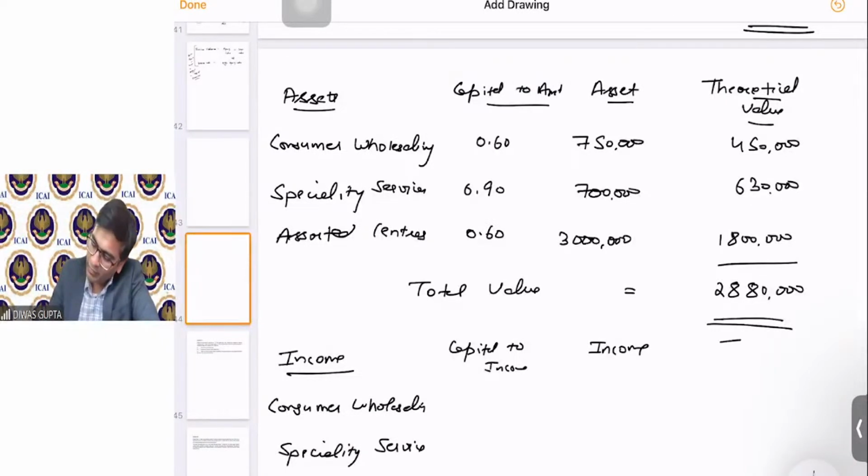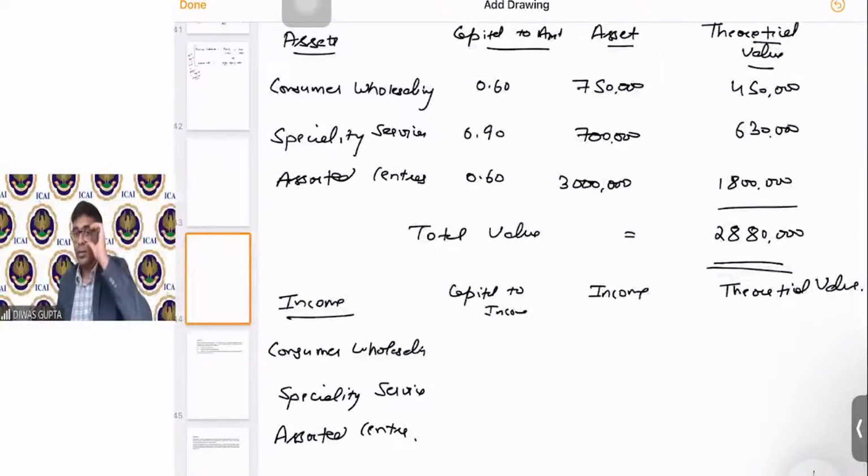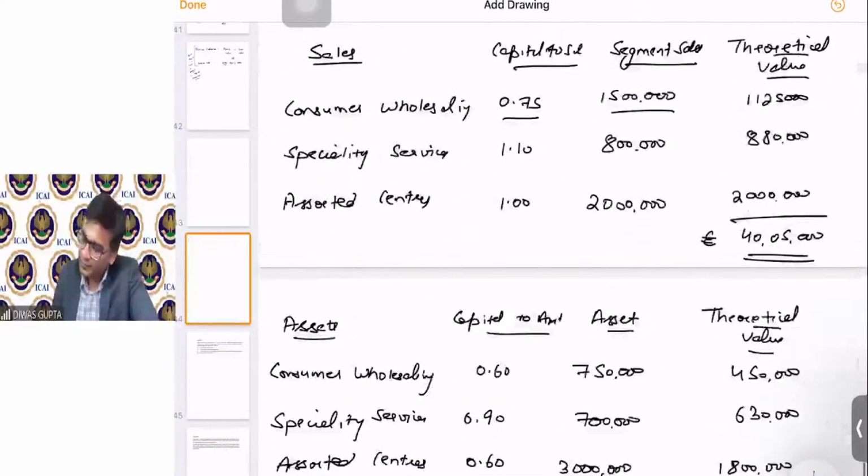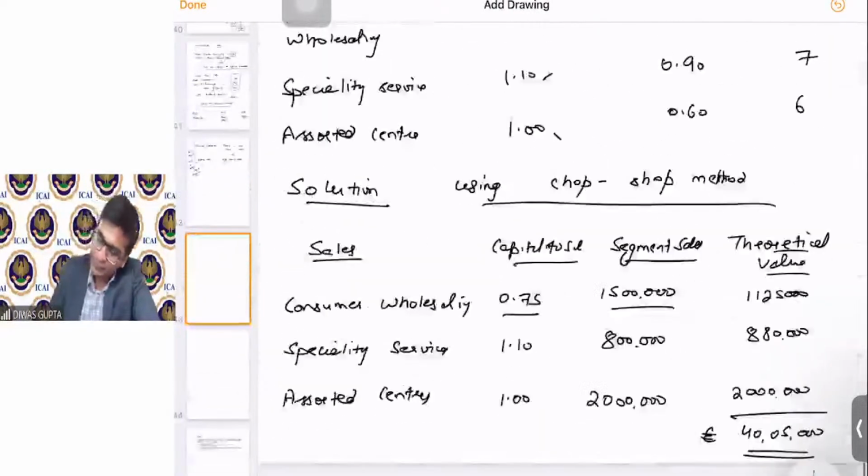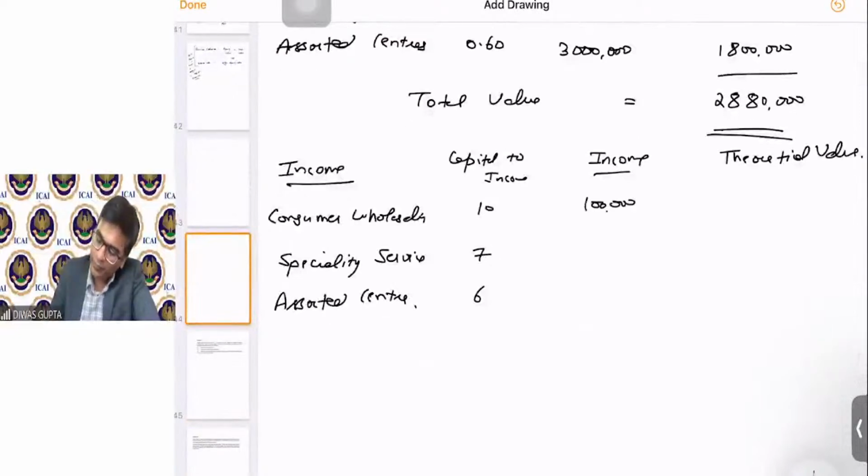and then theoretical value, right? Capital to income is how much? 10 times, 7 times, and 6 times. Okay. And the segment income is how much? 1 lakh, 1,50,000 and 6 lakhs. 1,50,000 and 6 lakhs.